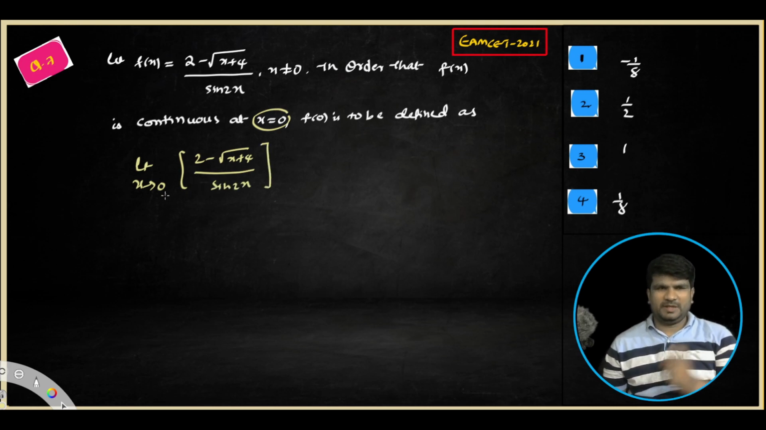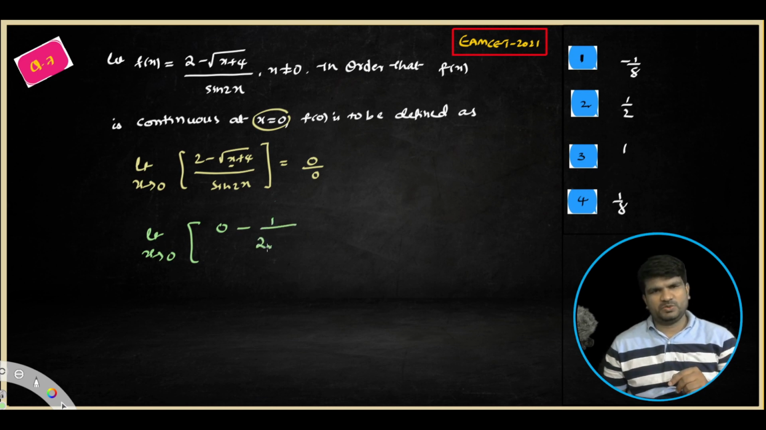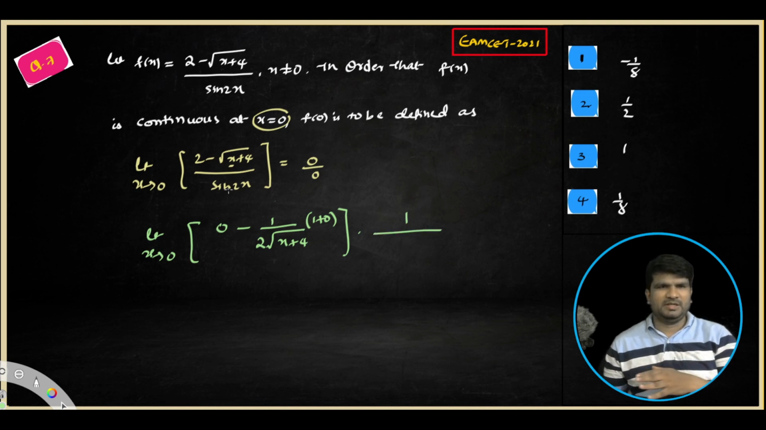If you apply the limit, in the place of x if you write 0, 2 minus root 0 plus 4 is 2, 2 minus 2 is 0, and sine 0 is also 0, so it is 0 by 0 form. Now using L'Hospital rule, if you differentiate numerator and denominator, limit x tends to 0, differentiation of the constant is 0, differentiation of 1 by root x is 1 by 2 root x, and the inner derivative of x plus 4 is 1 plus 0. Now I am differentiating the denominator separately. Sine 2x gives cos 2x, and the inner derivative of 2x is 2.